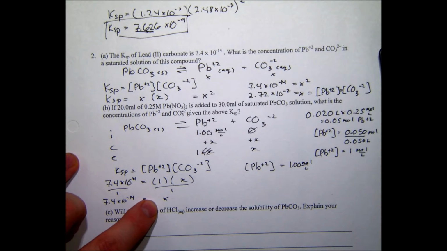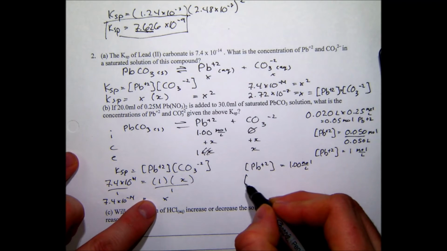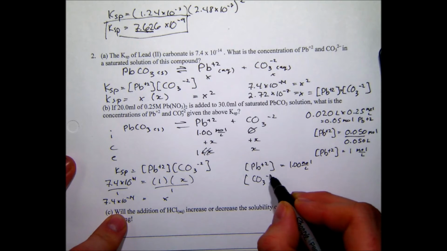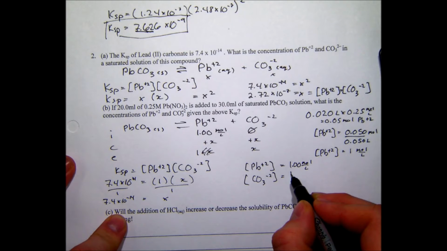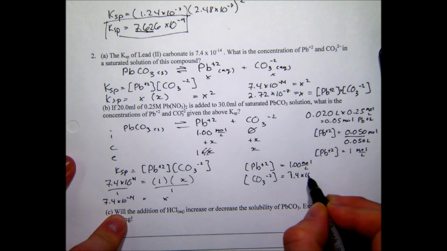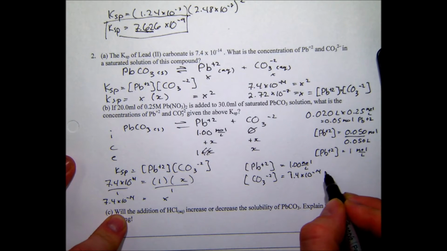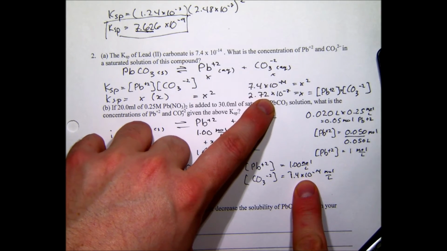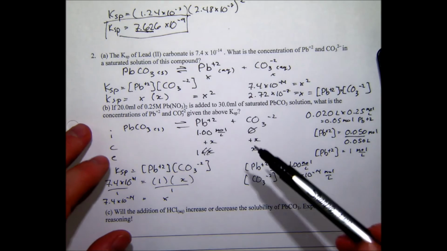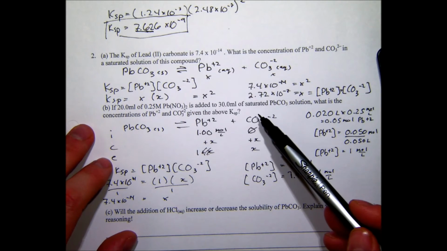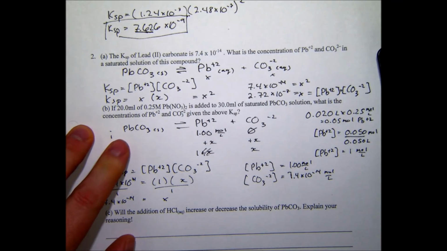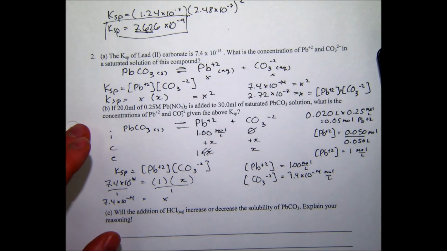So our solution has 1 mole per liter of lead plus 2. Our solution will have very, very little carbonate, and you can see how much the carbonate has dropped, and that's exactly what Le Chatelier predicted. As we stress this side by adding lead, it will force equilibrium to the left. In other words, it will make this less soluble. Less of this will actually dissociate.